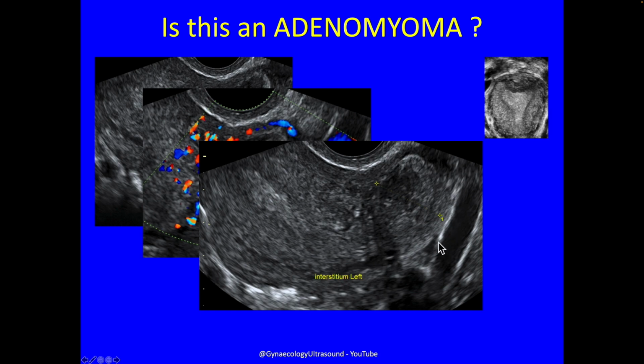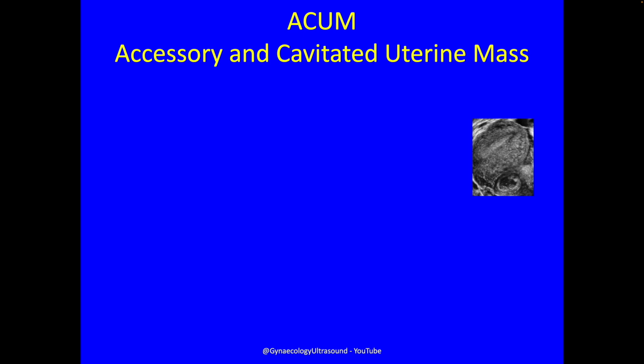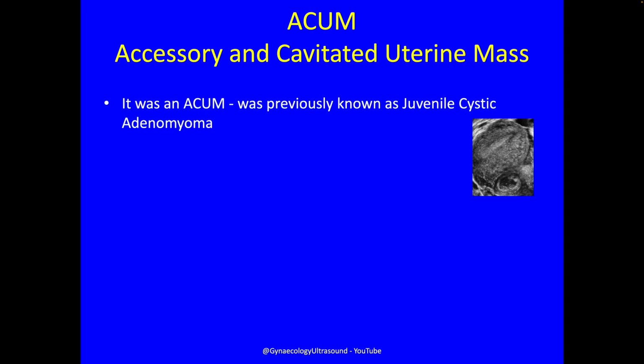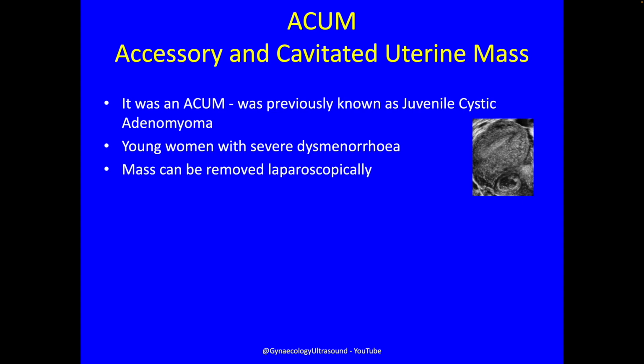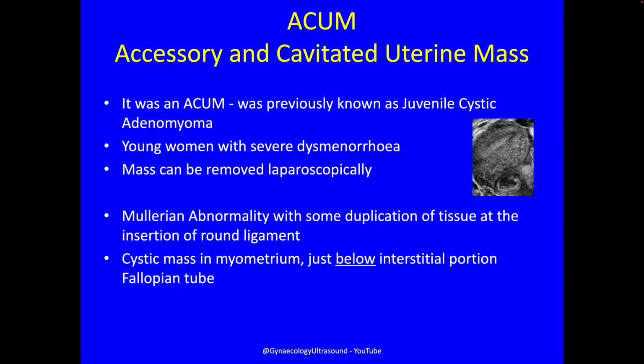The 3D uterine shape was normal, a normal fundus, a normal endometrium. And on 3D, the location of this lesion was quite low. This is an ACUM, an accessory and cavitated uterine mass. It used to be known as a cystic adenomyoma, and it can cause intense dysmenorrhea and can be removed and be curative. And it is a Müllerian abnormality just below the interstitial portion of the fallopian tube, but the uterus itself looks normal on 3D, and you need that to make the diagnosis.